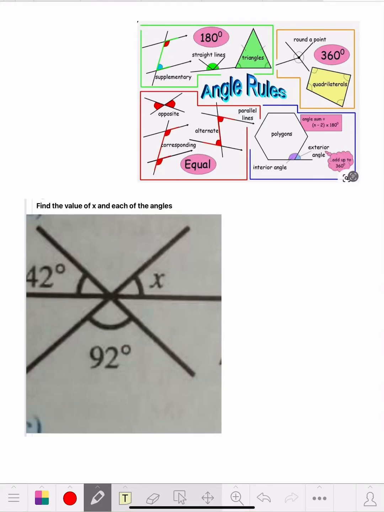The problem they gave us today is: find the value of x in each of the angles. So they gave us a 42, they gave us a 92, they gave us an x. They want us to find the value of x in each of the angles. This is the key here.